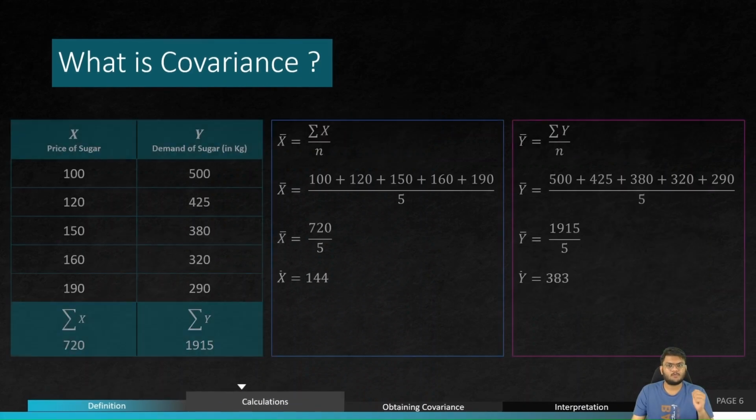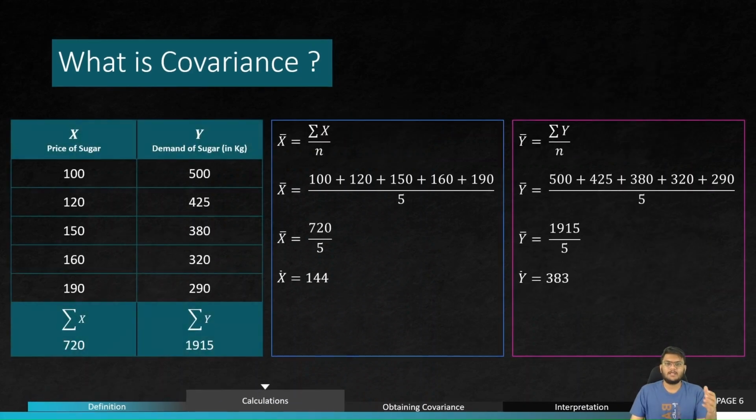Now let's apply this formula to an example. So here we have the price of sugar as variable x and demand of the sugar in kilograms as variable y. Here, to obtain the deviations from the mean, first we need to obtain mean. To obtain mean, we need to total the values and divide it by the number of observations. So x bar is equal to 720 divided by 5, that is 144. And y bar is equal to 1915 divided by 5, that is 383.